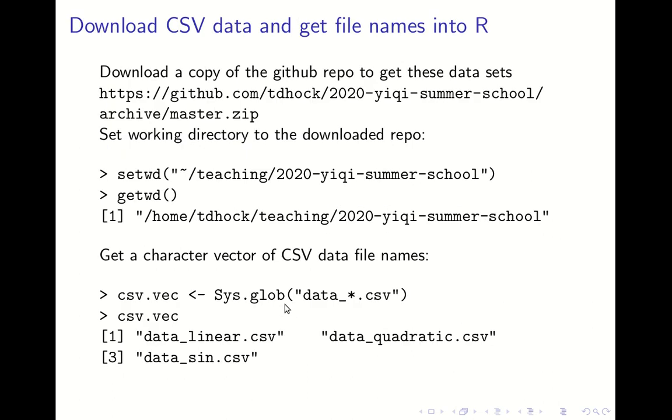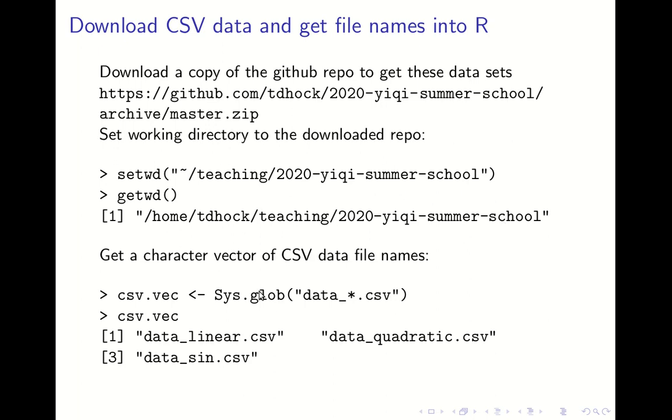So how do we get a data set like that into R? Well, we can download a copy of the GitHub repo to get a copy of all of these data sets. Here's a link to the zip of the current master of that GitHub repository. After you've downloaded that, you can set the working directory to that unzipped repository. Here you can use getwd to make sure that you're in the right directory when you're running this code.